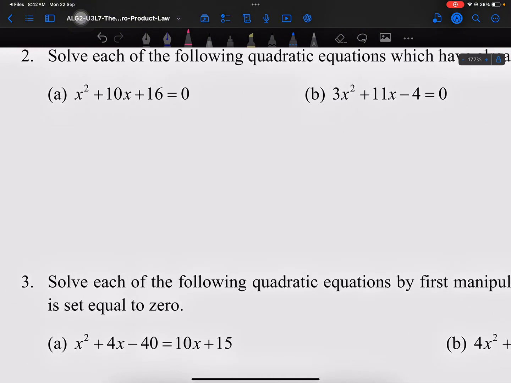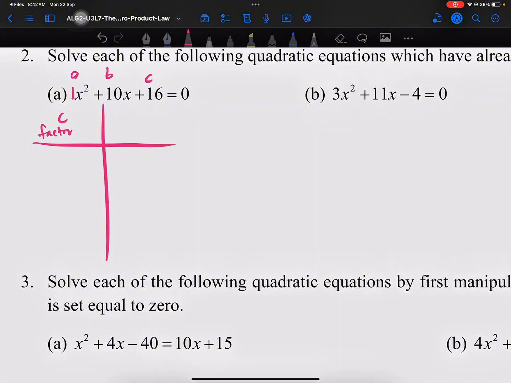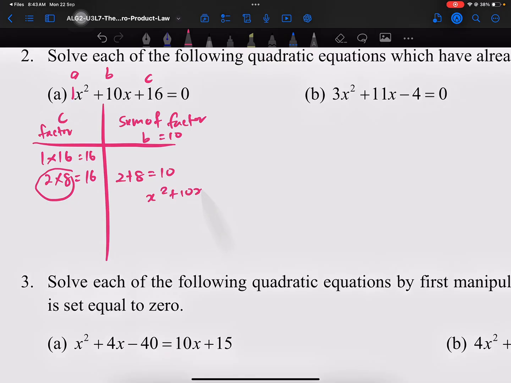Okay, we move on to the second question. For this, you need to factor it first. Since a here is 1, you can use the factor method. So we have a, b, c. We want to find the factors of c. So we have 1 multiply 16, 2 times 8 is 16. And then you need to see that 10 only works with this. So 2 plus 8 equals 10. So we factor x squared plus 10x plus 16 equals 0.